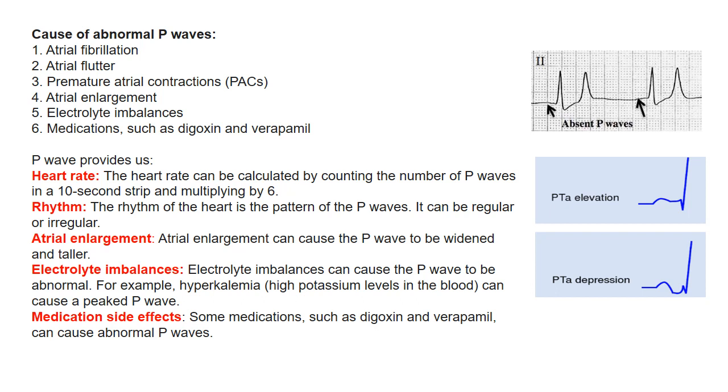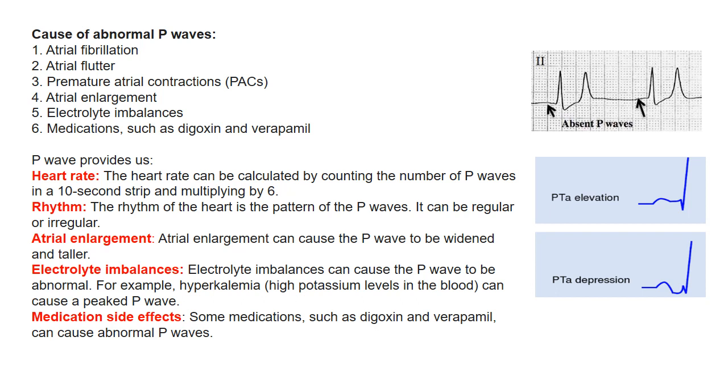P wave provides us heart rate. The heart rate can be calculated by counting the number of P waves in a 10-second strip and multiplying by 6. Rhythm. The rhythm of the heart is the pattern of the P waves. It can be regular or irregular.